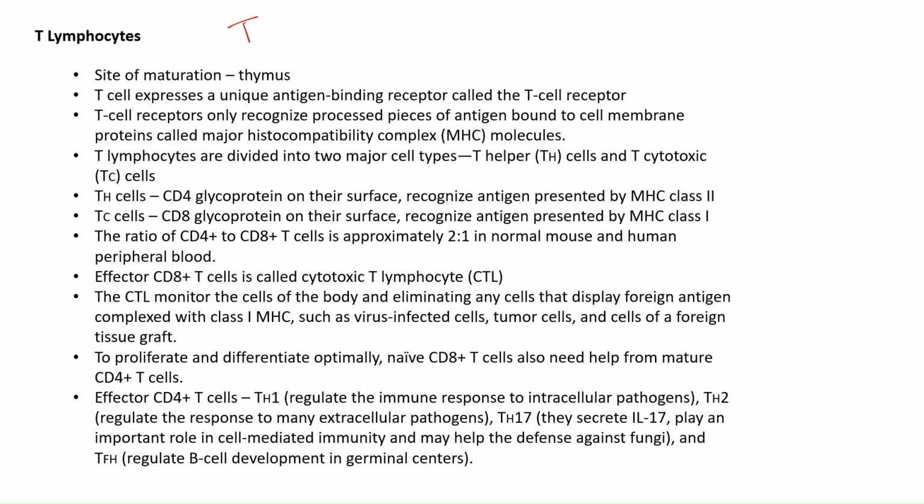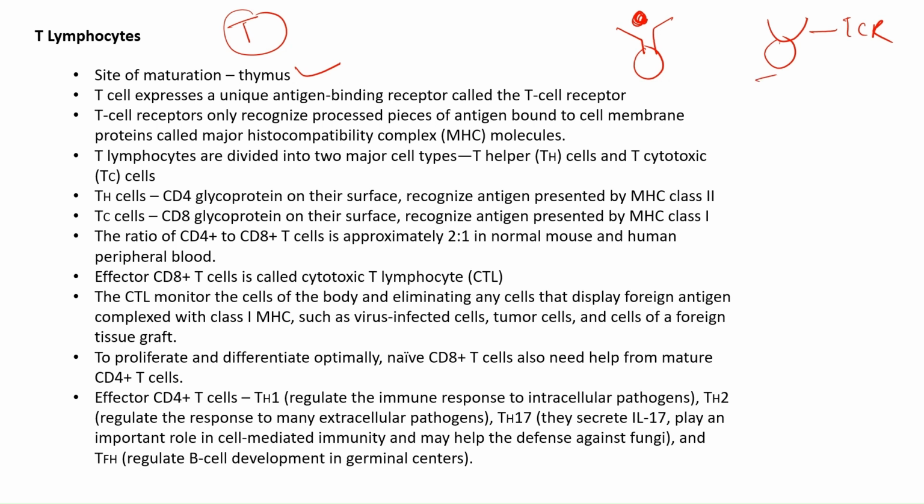Coming to T lymphocytes. Why the name T lymphocytes? Because their site of maturation is the thymus. A T cell also contains a receptor like the B cell, and this is known as TCR, that is, the T cell receptor. The T cell receptor recognizes antigens which are presented by antigen presenting cells. The B cell, because it contains antibody as a receptor, can recognize antigen without the help of any other cell, and it doesn't need processing of antigen.